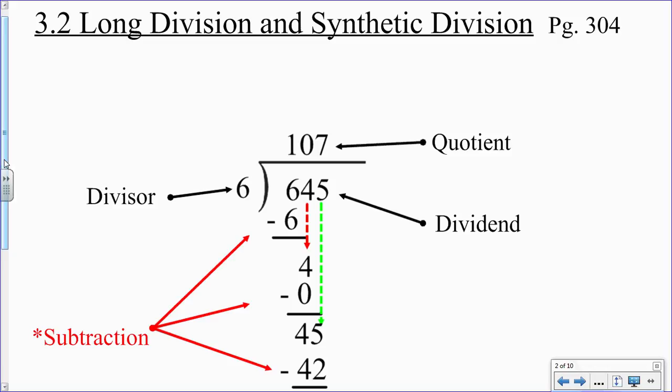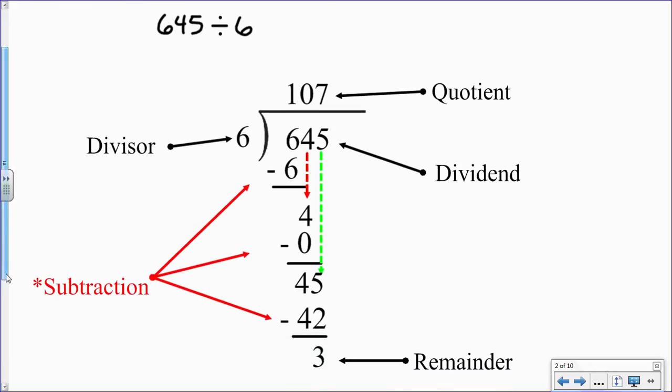Okay, so anyway, let's go back to elementary when you learn to divide. Alright, so what I'm doing is 645 divided by 6. So 6 is what I'm dividing by, that's the divisor. 645 is what I'm dividing, that's called the dividend. And then my answer is called the quotient. And then if you get something left over, it's called your remainder.